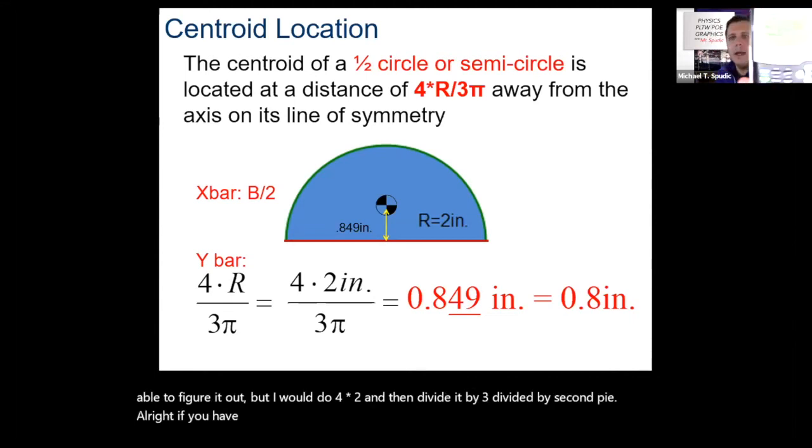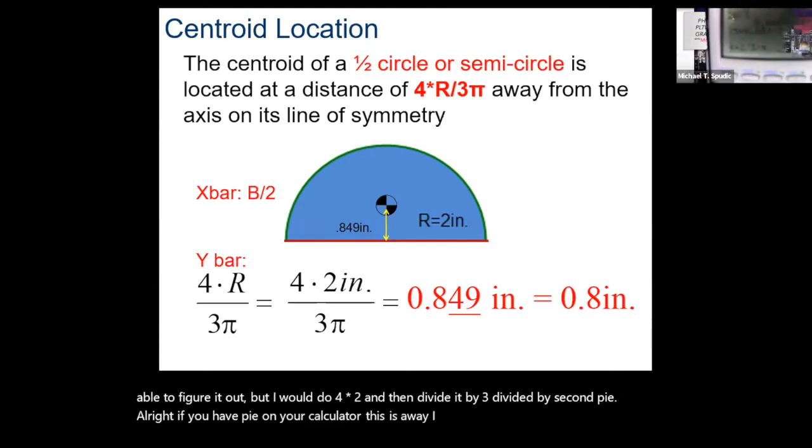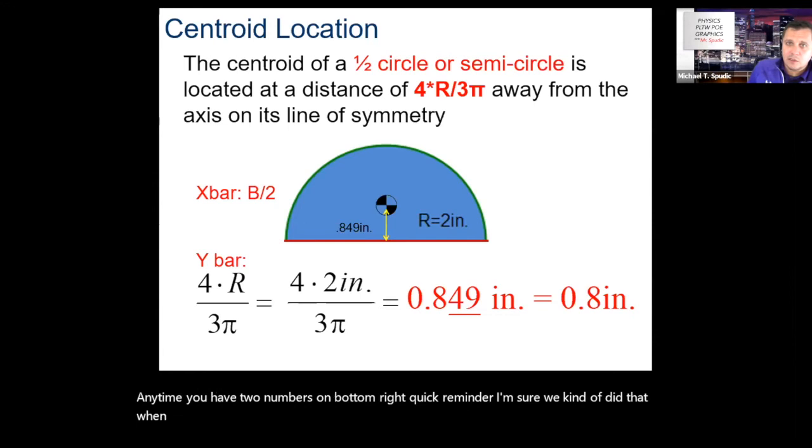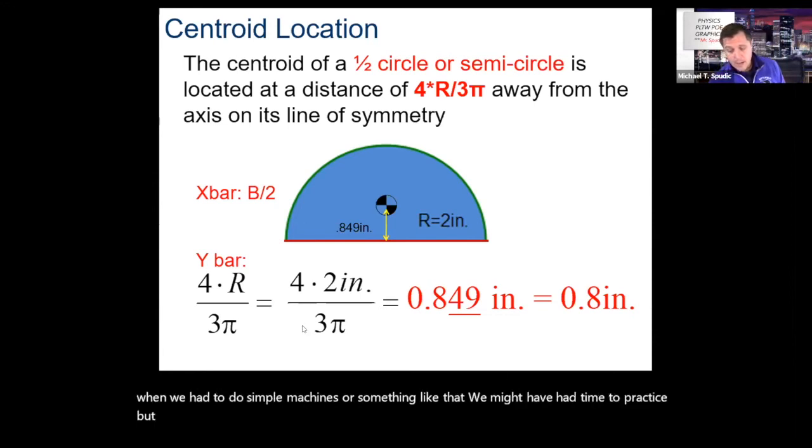This is a way I would enter it in, anytime you have two numbers on the bottom. Quick reminder, I'm sure we did that when we had to do simple machines or something like that. I would not enter 3 times pi, because then you have to worry about parentheses and all that other junk.